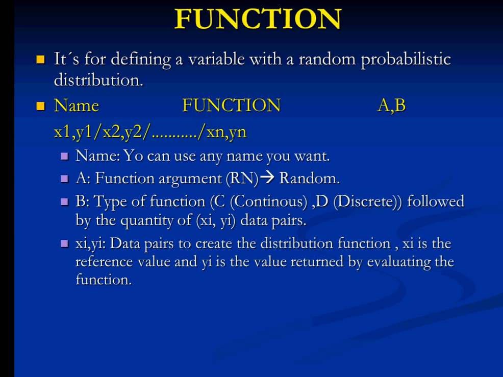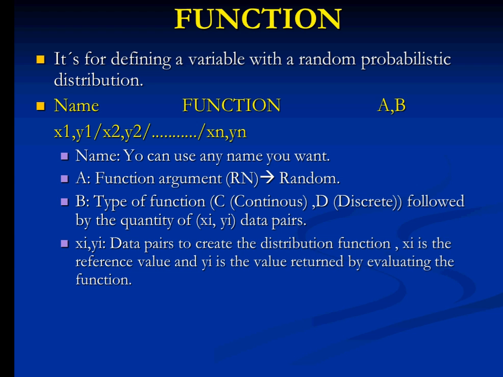Functions are commands used for defining a variable with a random probabilistic distribution. To define a function, we first need to name it, then define that it's a function, and give two parameters. The A parameter is the function argument. It's always RN for random.